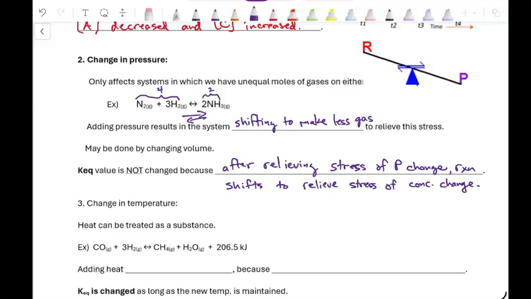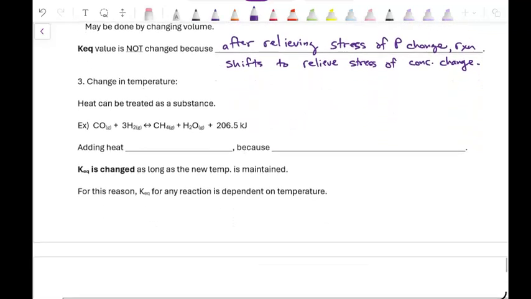Okay, the last stress is change in temperature. Heat can be considered a substance for the purposes of Le Chatelier's principle. And if it's an exothermic reaction, you have heat on the right side, then adding heat, just like adding a concentration of a substance, would mean the reaction would want to use that heat up. So adding heat is going to be like adding a substance, in this case, to the right side of the equation. So this is going to cause the reaction to try to use that heat up.